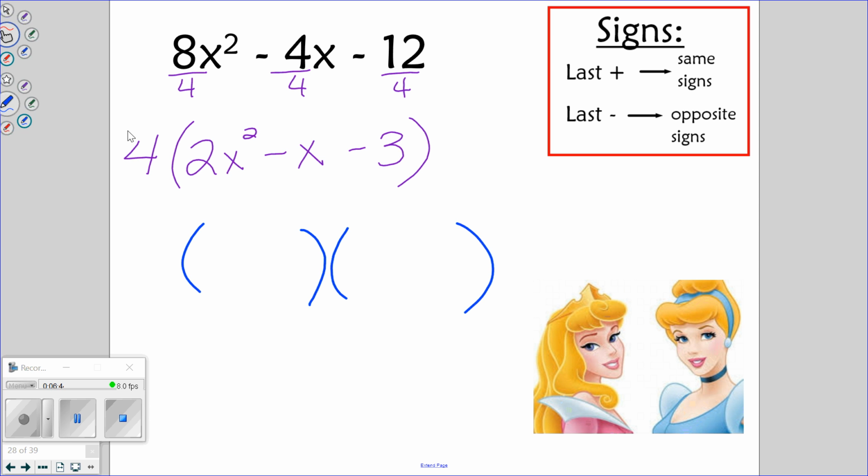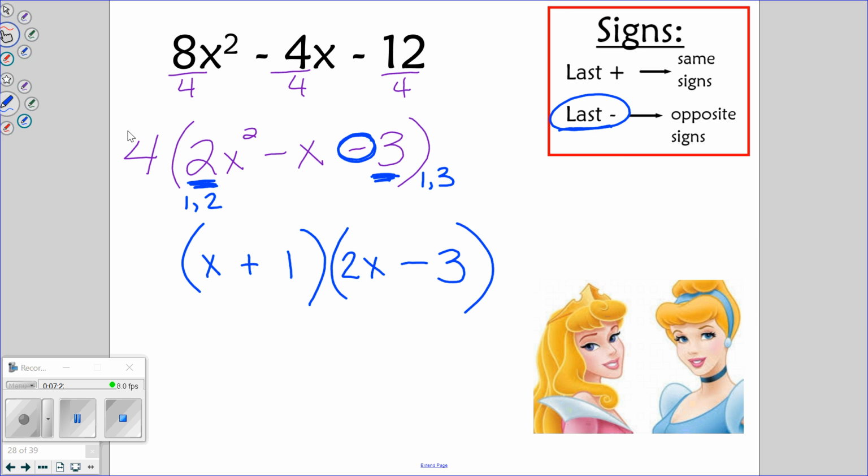All right, so we set up our parentheses. My last one is negative, so my signs are opposite. 1 plus, 1 minus. Options for A. How do you multiply to get a 2? Options for C. How do you multiply to get a 3? Whew, such choices to work with. Right? All right, so I got 1x and 2x. Do you want to go 1 and 3 or 3 and 1? I heard more people say 1 and 3 than 3 and 1, so we'll write that down.